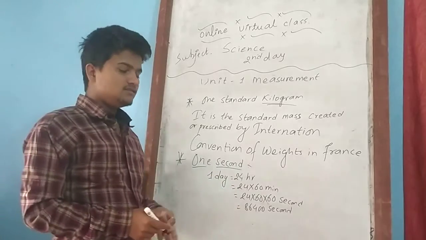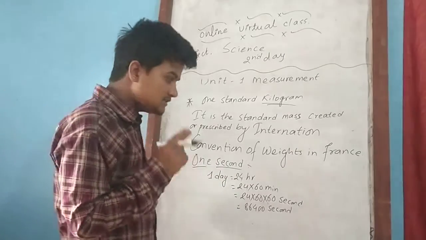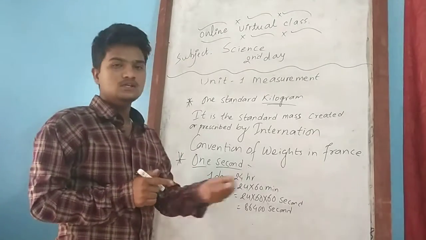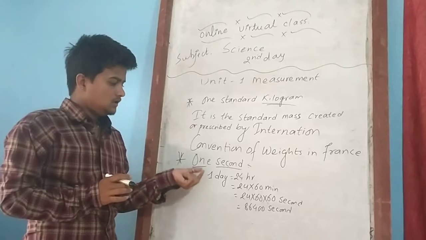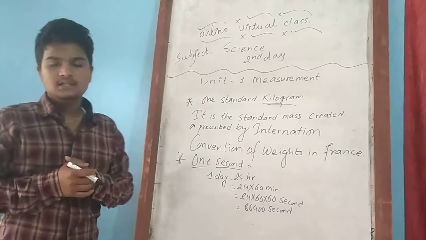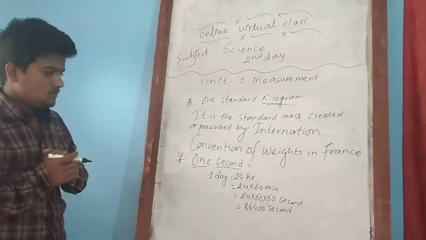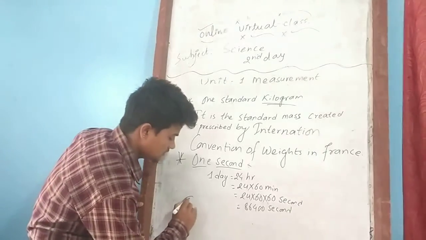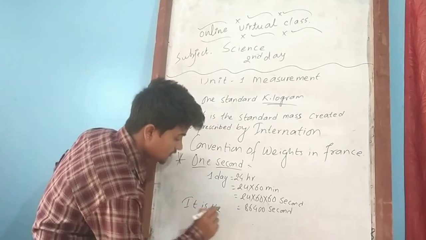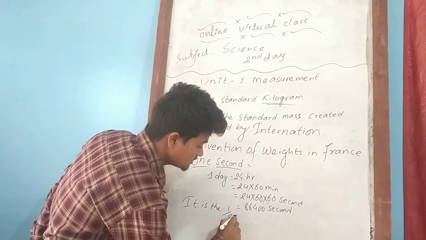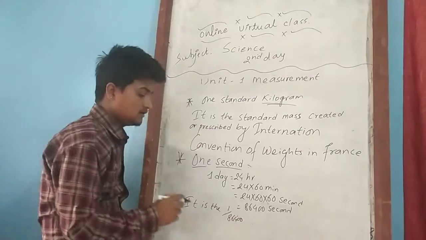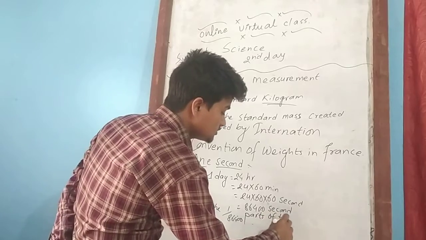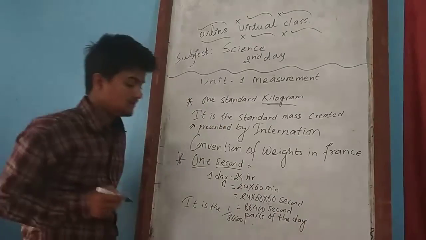According to the definition, in one day there are 86,400 seconds. It means that 1 second is equal to 1 by 86,400 parts of the day. That 1 by 86,400 part of the day is known as 1 second.